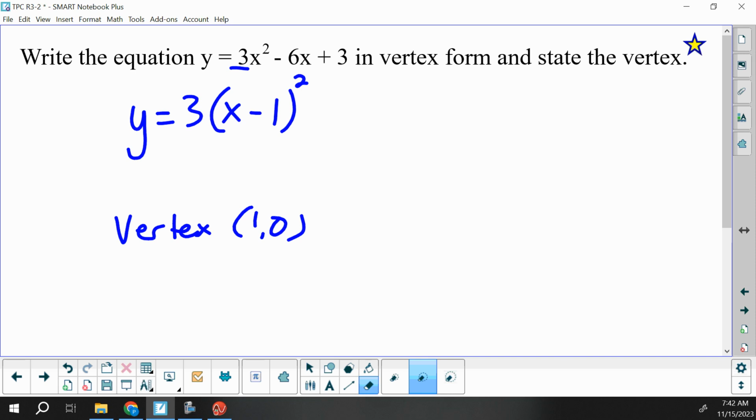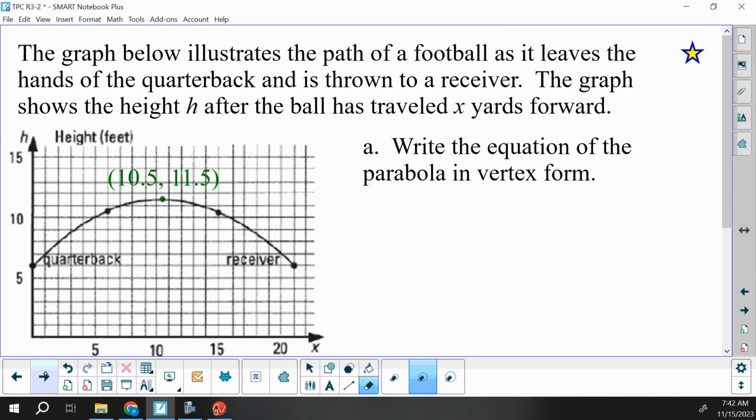We're going to jump ahead to page 8. So we want to go to the football example on the top of page 8.